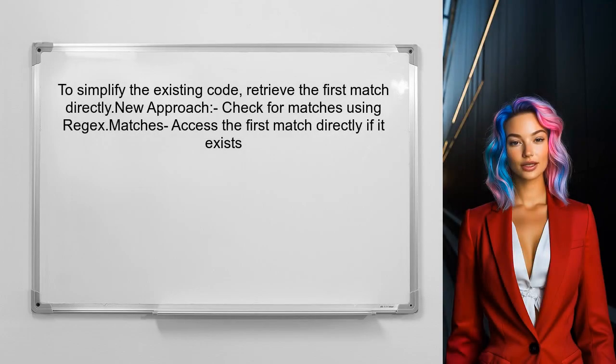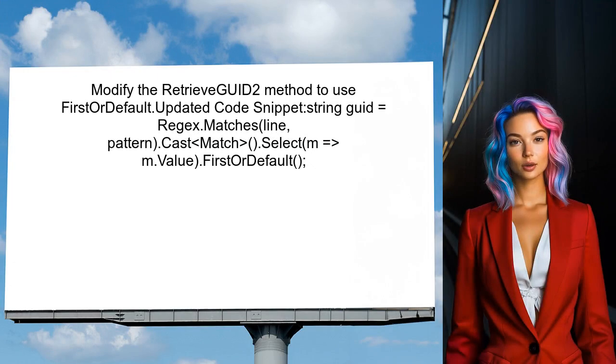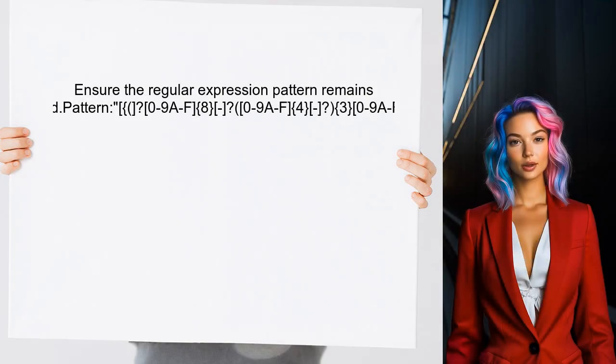To simplify the existing code, the user can directly retrieve the first match from the regular expression without using the Any and First methods. This can be done by checking if there are any matches and immediately accessing the first one. The user can modify the Retrieve_GUID2 method to use a single line for extracting the GUID. This can be achieved by using the FirstOrDefault method, which returns the first match or null if there are no matches.